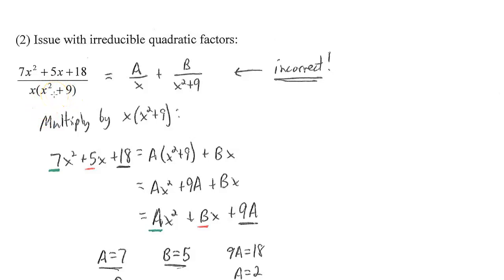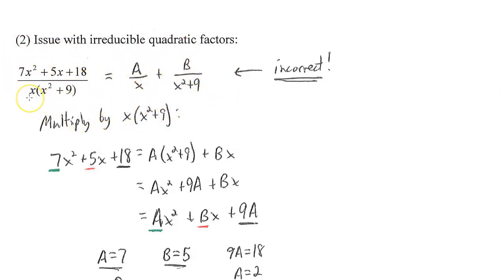So how would we do the partial fraction decomposition? You might think, okay, let's do a over x plus b over x squared plus 9. Now, it turns out if we do this, it is not going to work. So I put a big note here: this is incorrect. If we try to find the a and the b that would make this equal to this, it turns out there's not going to be any a and b that makes them equal, and I'll show you why.